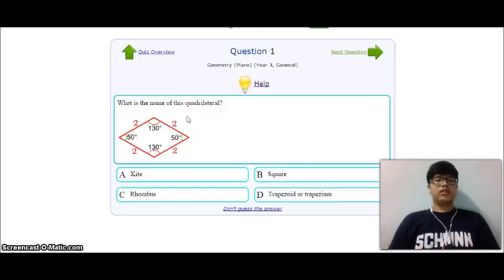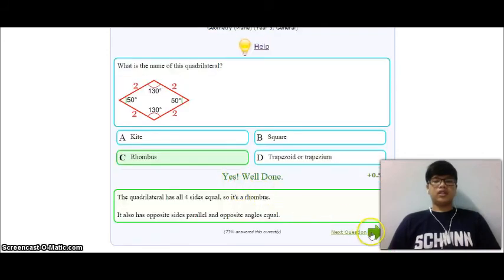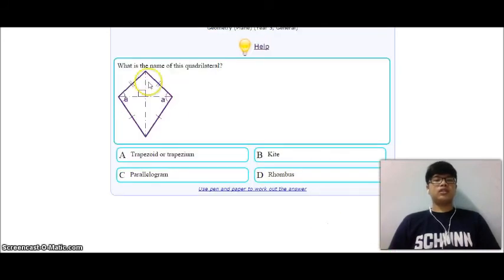Okay, the first question: what is the name of this quadrilateral? As you can see here, there are equal sides for each side, but the angles are not right angles, so this is actually a rhombus. Okay, let's look at the next question. What is the name of this quadrilateral? For the equal lengths, they are adjacent to each other, so this is actually a kite.